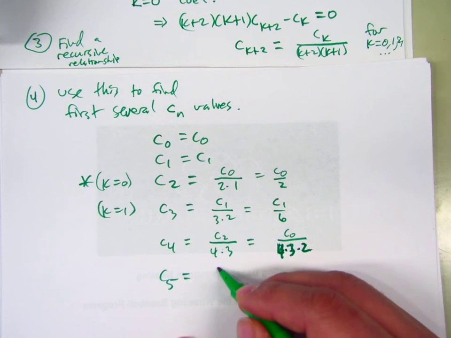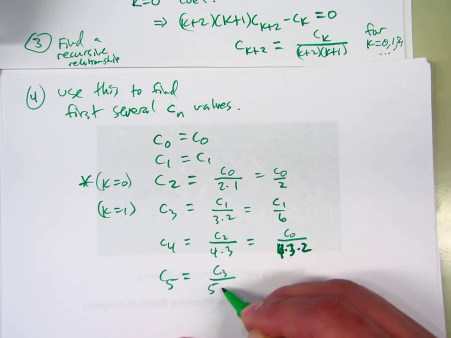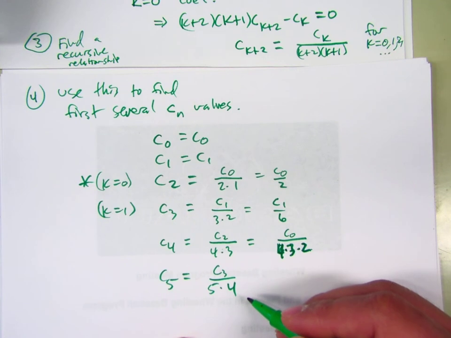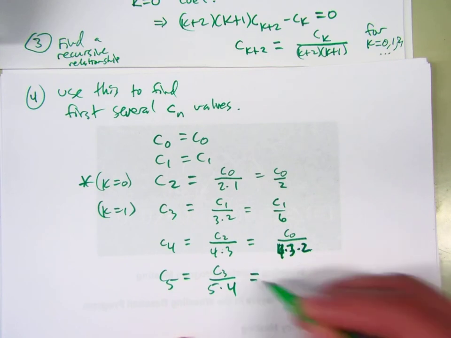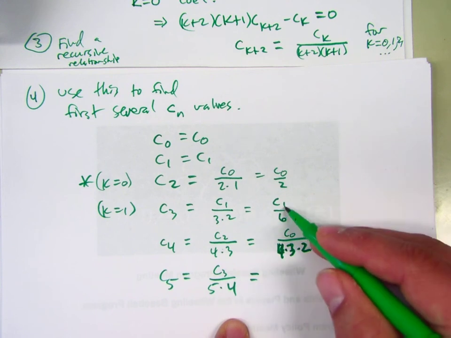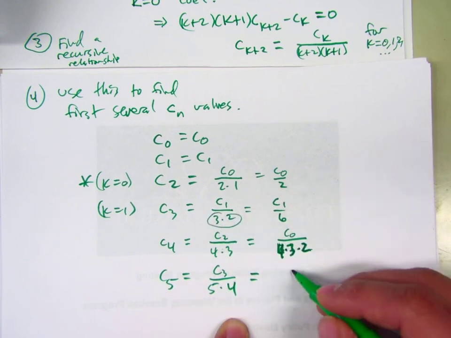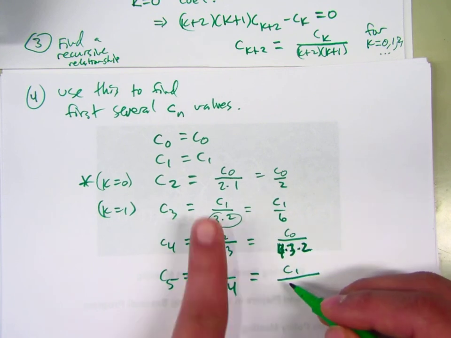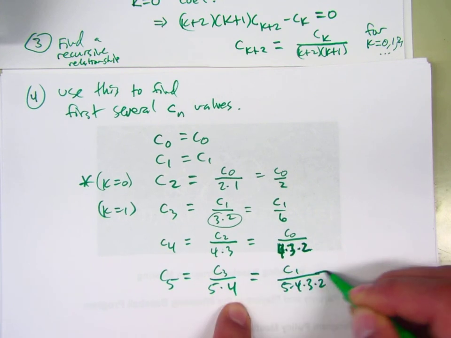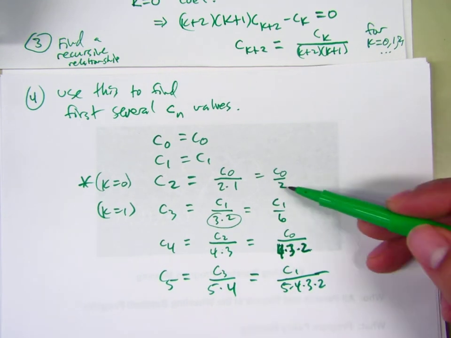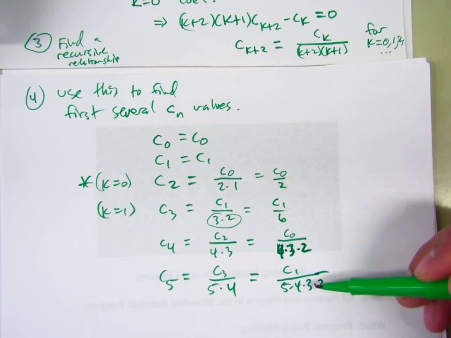C5 will be C3 over 5 times 4. Once you get down a certain ways, you probably don't even need the formula so much, because you kind of know what's going to happen, right? What's C3? Well, C3 is C1 over 6, which was 3 times 2. I'm going to keep that in mind. So that'll be C1 over 5, 4, 3, 2. Do you guys see what's happening here? These are going to become 2 factorial, 3 factorial, 4 factorial, 5 factorial, right?